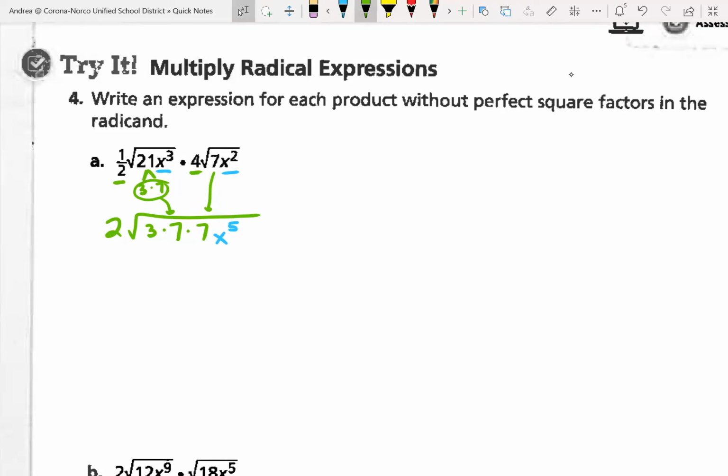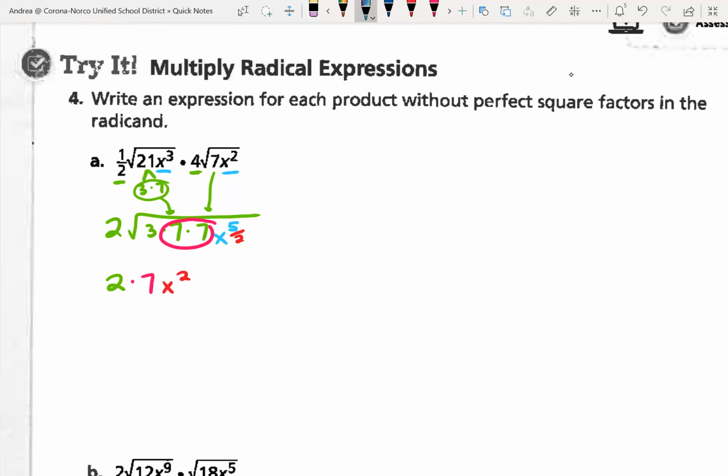Okay, so now I'm looking for pairs. I have a pair of 7s, so they're going to move to the outside. So I have a 2 on the outside already. Then I have times 7. Okay. Then I find out how many pairs of x's I have. So divide it by 2. Very good. So I have x squared.